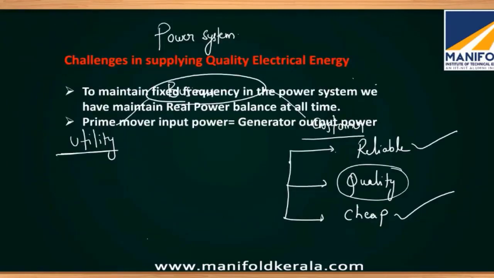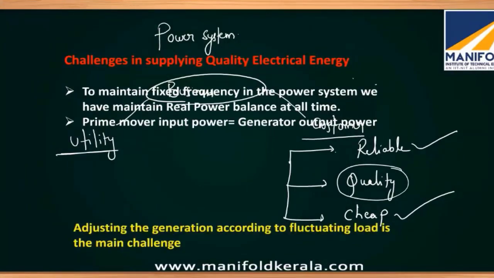So that is one of the major challenges in maintaining the frequency constant in the power system network. Adjusting the generation according to fluctuating load is the main challenge. Understand?